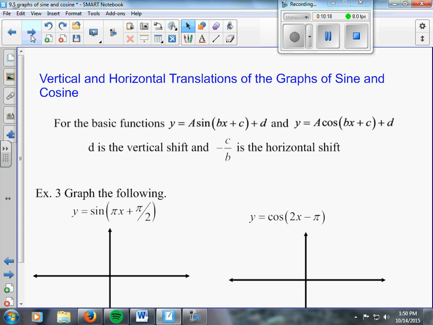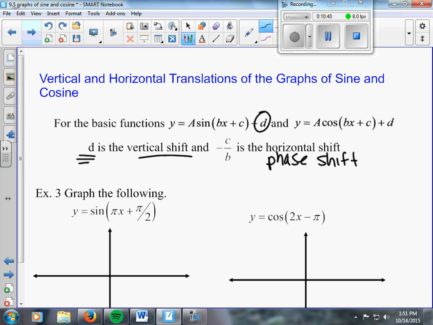Okay, so we're going to start with the theory here. The C and the D are the shifts. D is the vertical shift. You will go up or down an amount D. And then this C is called the phase shift. That's also called the phase shift. And that will shift you left and right.